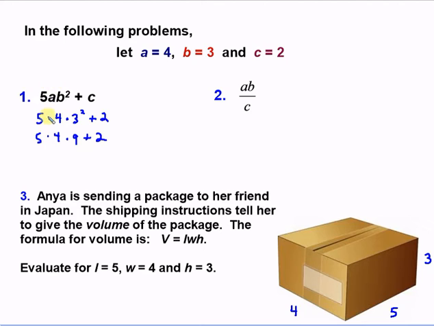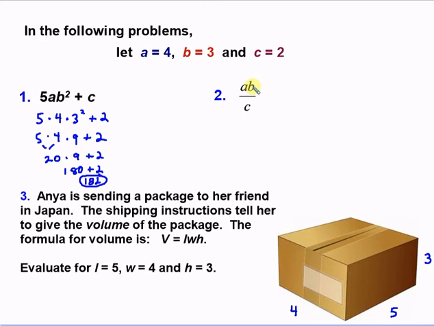Now we do multiplication left to right. So 5 times 4 is 20. 20 times 9 plus 2. 20 times 9 is 180 plus 2, and that gives us 182 for our answer. 182.